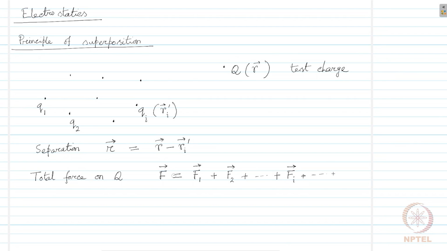So, the total force on Q would be the vector sum of the forces from all charges. This is the principle of superposition, and this is very important in the context of electrostatics. We will find its use later on. One must remember that it is the force that we are summing and no other quantity.